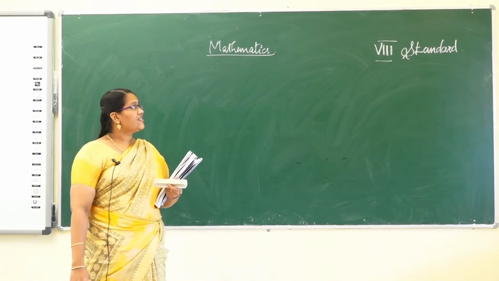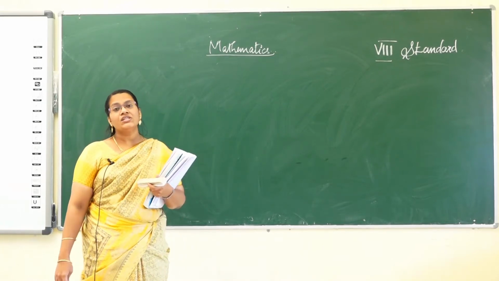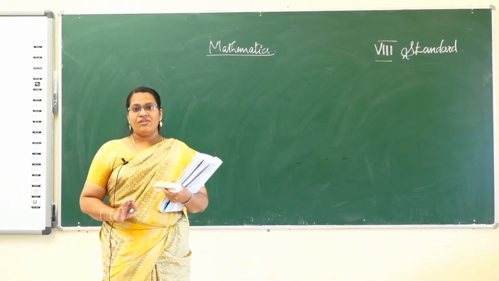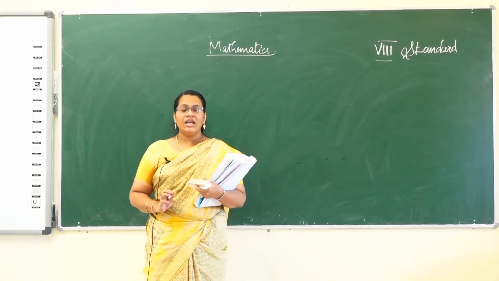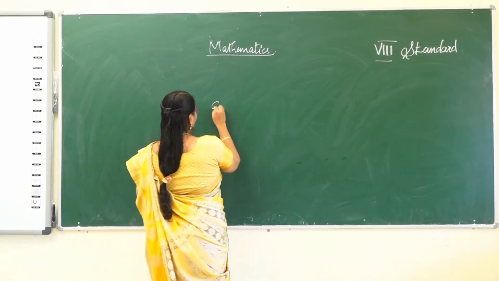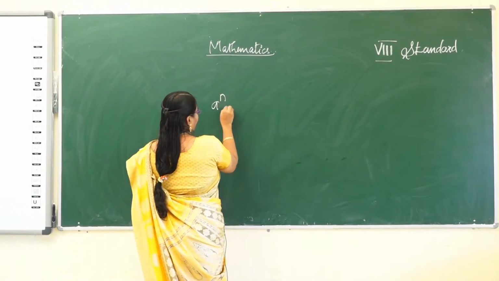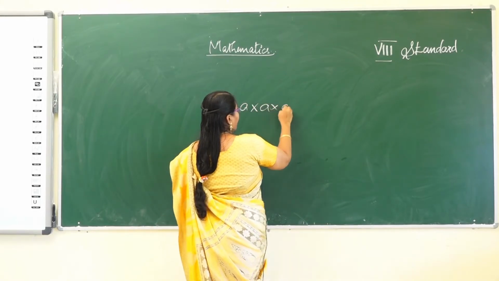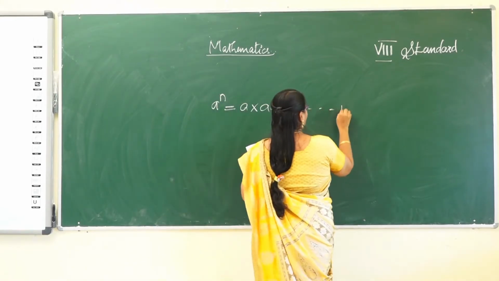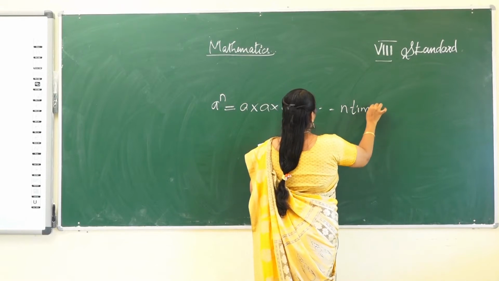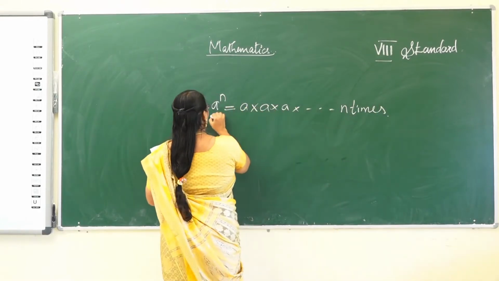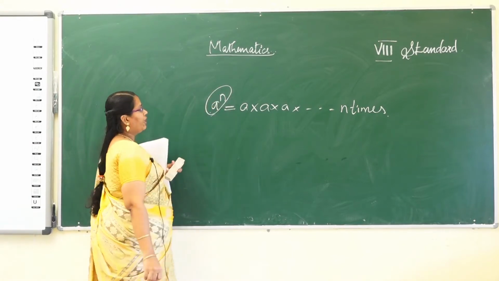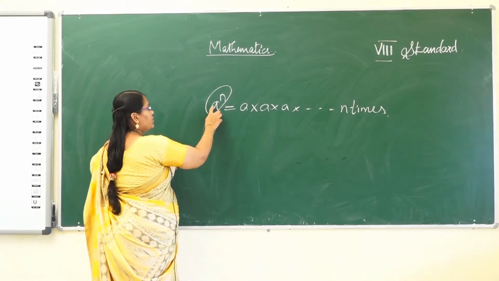In a previous class we have learned the exponent. What is the definition of exponent? Multiplying a number into itself is called the exponent. It can be written as a power n. The exponent form of a power n is a into a up to n times. How do you read this? A raised to the power of n.